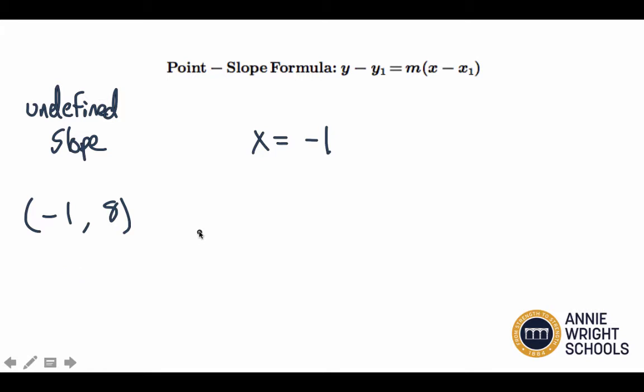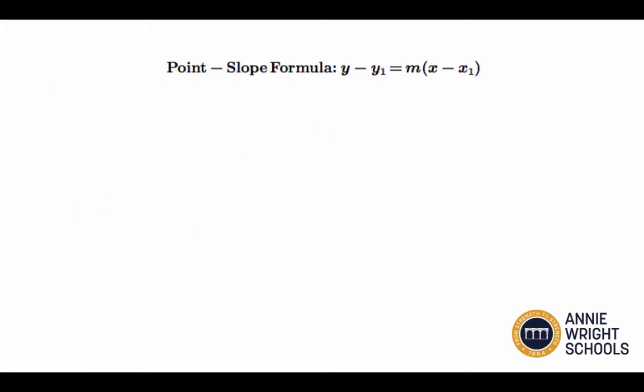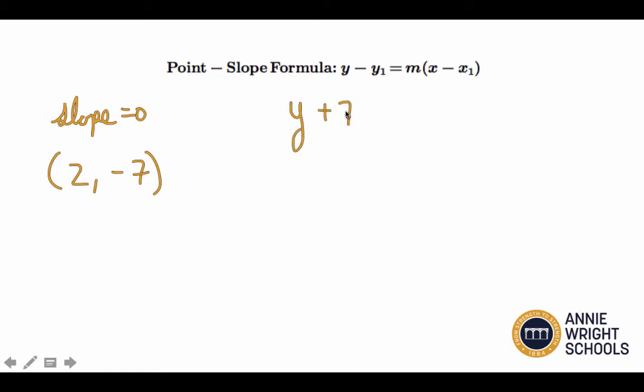Let's try another one. Write the equation of a line that has a 0 slope. So now the slope is equal to 0, and it goes through the point (2, -7). You can use point-slope here. y minus the y-coordinate equals the slope times x minus the x-coordinate. 0 times anything is 0. And then solving for y, I get y equals -7.